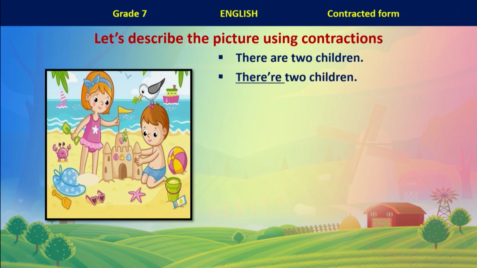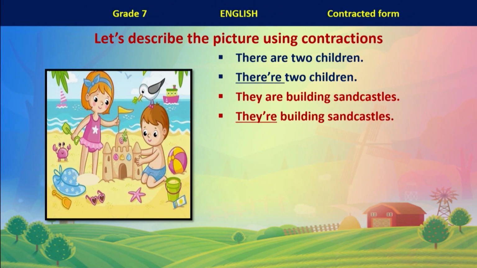Miss Samadhi, can you read the contracted? Oh, sure. So, children, when we contract there and are together, it becomes there're two children. They are building sand castles. So, when we contract they and are together, that becomes, yes children, they're building sand castles. Next one. There is a bird. When we contract there and is together, it becomes there's a bird.